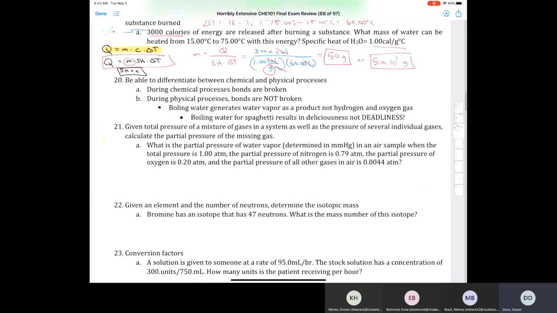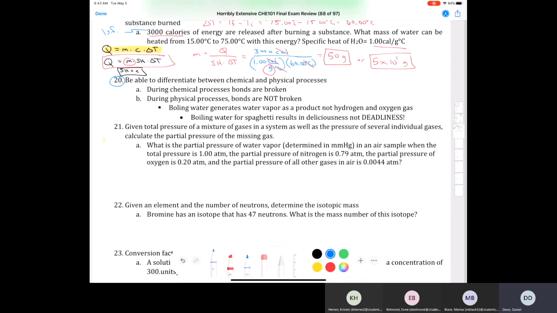Okay, be able to differentiate between chemical and physical process. Wow, this one really takes you back. This is one of the first concepts that we look at in Chemistry 101, is determining when we're dealing with a chemical change and when we're dealing with a physical change. So it says here, during a chemical process bonds are broken, right? Not only are bonds broken, but bonds can also be formed, right? So you have to keep that in mind. And during physical processes, bonds are not broken.